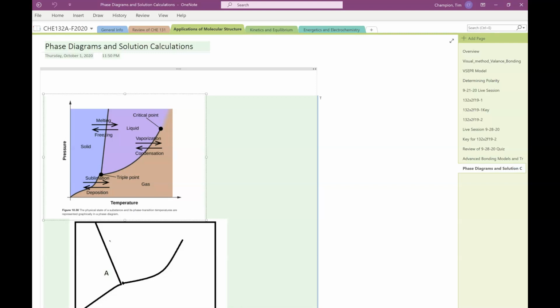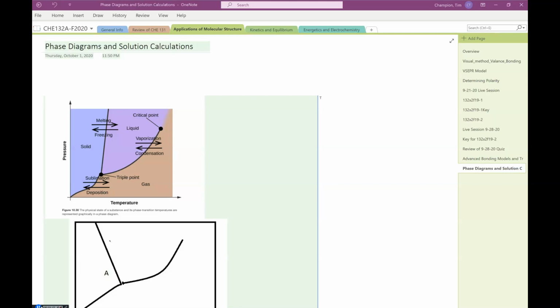So what we have here at the top in figure 1030 is a phase diagram. The phase diagram is a plot of temperature on the x-axis versus pressure on the y-axis, and the lines on the phase diagram show us where transitions occur, and on the line you have an equilibrium between the two phases. You have solid on the top on the left. If you increase the temperature, you melt and form a liquid, which is the purple region in the middle. And if you continue to heat that, you vaporize and form a gas.